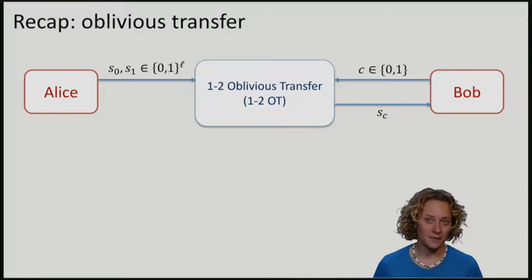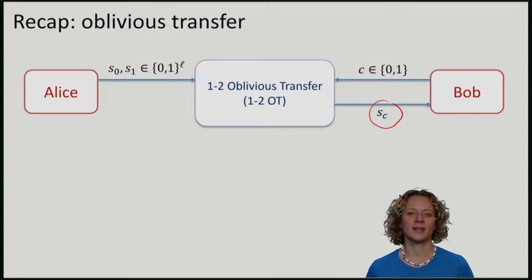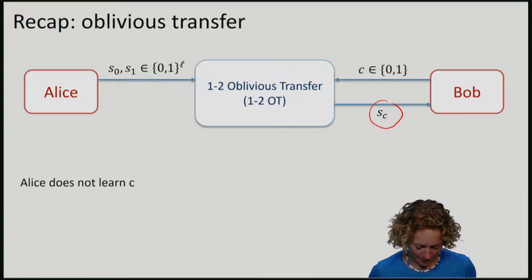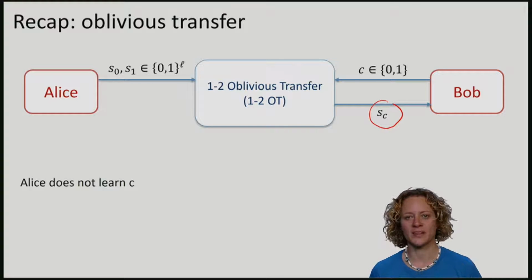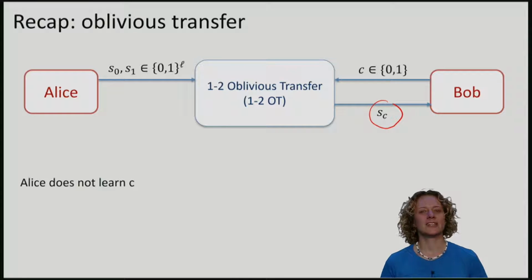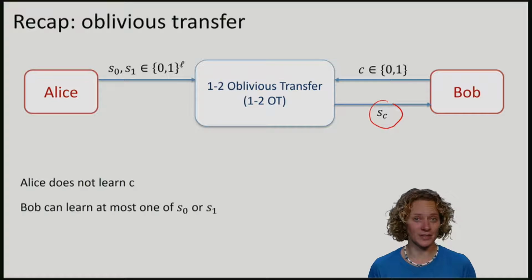If the protocol is correct, then Bob indeed receives SC. If one of the two is dishonest, remember that we want the following security conditions to hold. We shall briefly recap informally here. Alice does not learn C. So if Bob is honest, but maybe Alice is trying to cheat, then she cannot learn which of the two strings he gets. That is, she doesn't learn his choice bit C. Second, if Alice is honest, but maybe Bob is cheating, then he cannot learn both S0 and S1. In particular, there is always one input string about which he learns nothing.